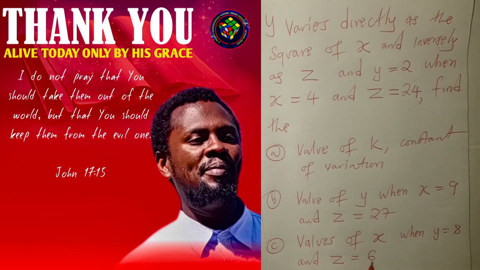The values of x when y is equal to 8 and z is equal to 6. Now look at this. It's values, it's not value of x. It means the value of x should be not just one value, but values. It's more than one. So values of x when y is equal to 8 and z is equal to 6.